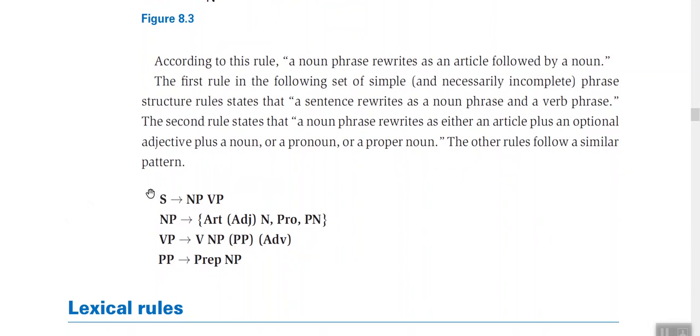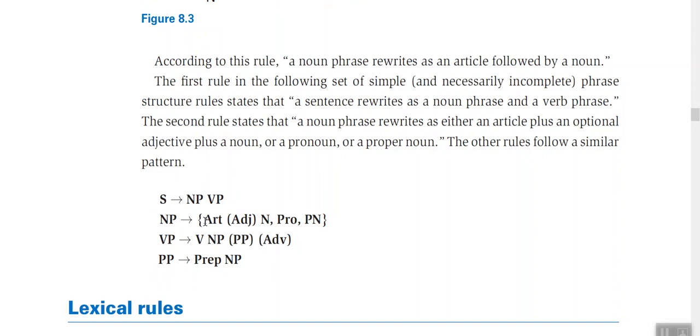So this is a pattern. In the sentence we have noun phrase, verb phrase. This is the summary for the whole paragraphs. Noun phrase consists of article, or adjective, which is sometimes optional, noun, pronoun, or proper noun. Remember this. Verb phrase has verb or noun phrase, prepositional phrase, adverb. These are optional. Sometimes we find them, sometimes we don't. PP, prepositional noun phrase.